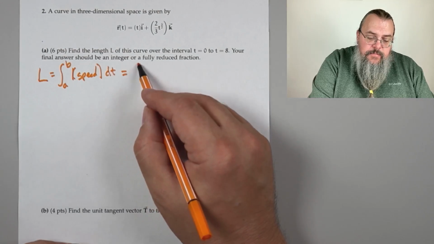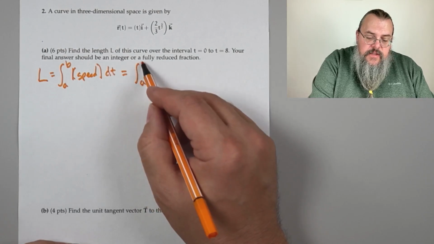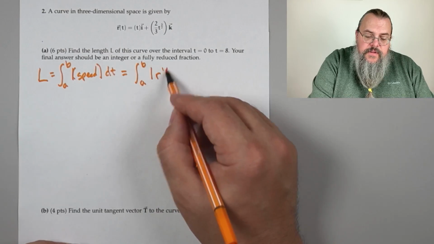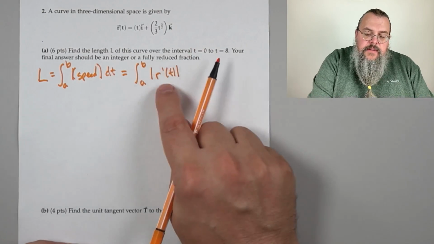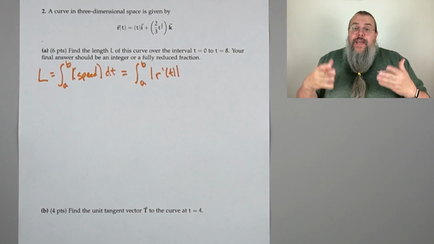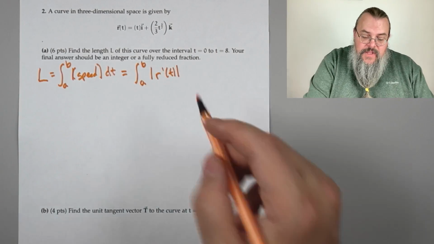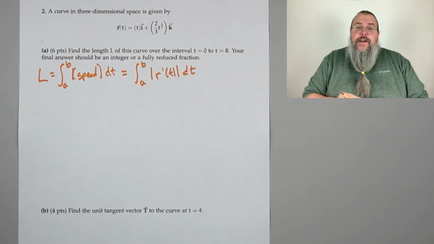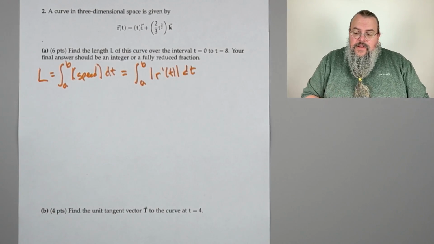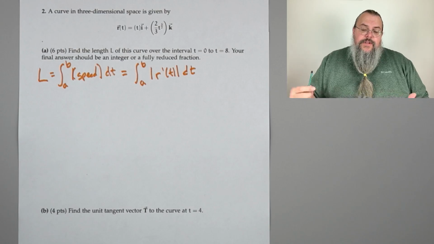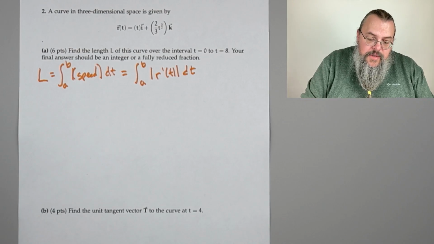But how does one find speed? Well, the answer is you take the magnitude of the derivative. So the derivative is the velocity. When you toss the magnitude on, magnitude of velocity is speed. And so there's our formula for finding our distance. Okay, good. Now, we just need to do our various pieces here.